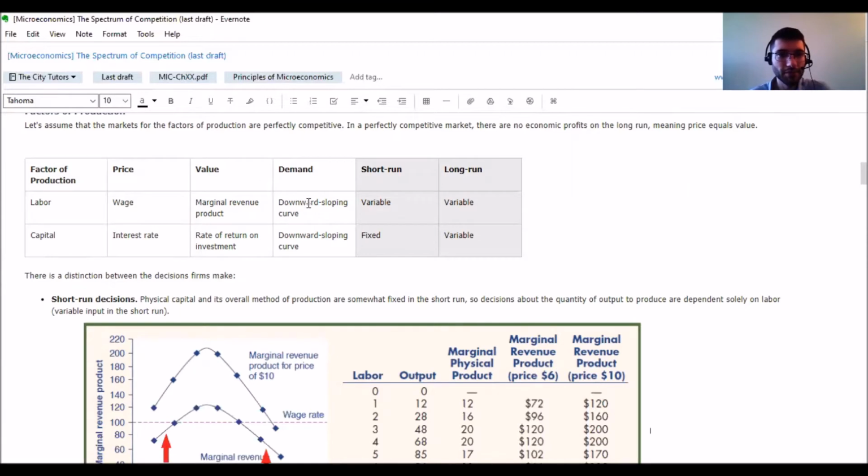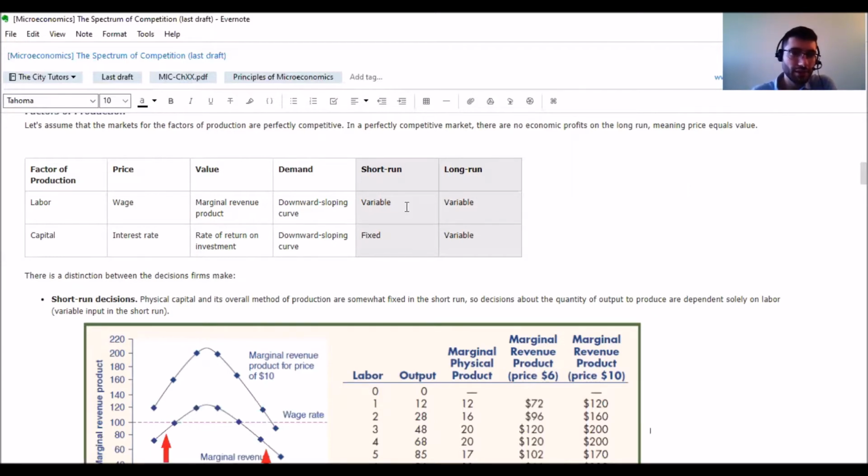The demand curve will obviously be downward sloping because an increase in the price of labor, an increase in the wage, will lead to a lower demand for labor, for employees.